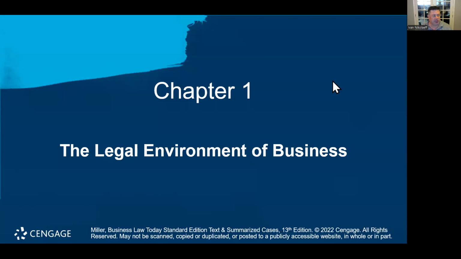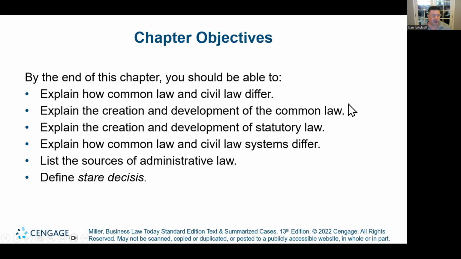So chapter one, we get into the legal environment of business and talk a little bit about that and what we might have coming up in the class. Some objectives for the first chapter are to explain common law and how it differs from civil law, the creation and development of common law, the development of statutory law, how common law and civil law systems differ, look at some sources for administrative law, and also define stare decisis.